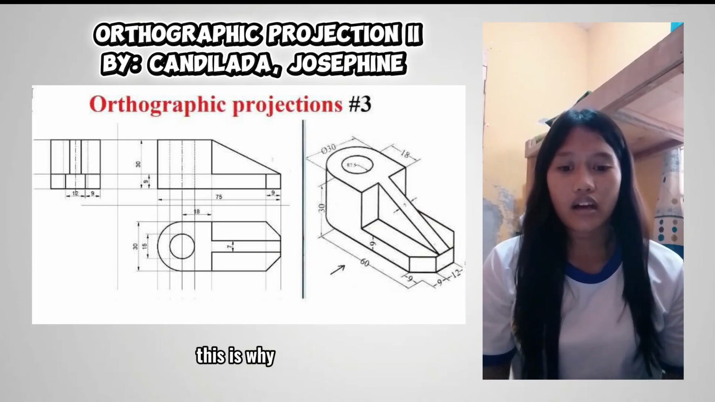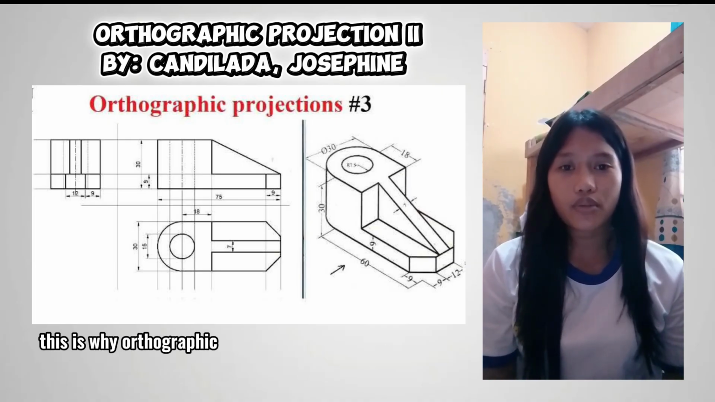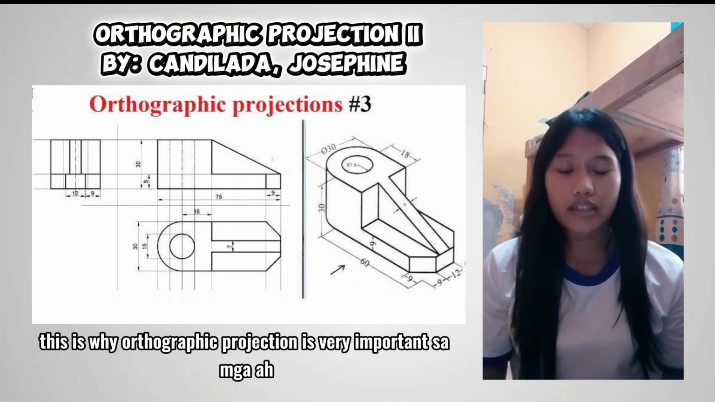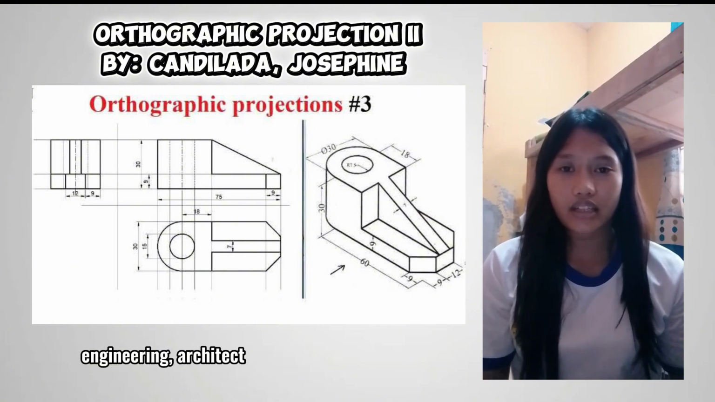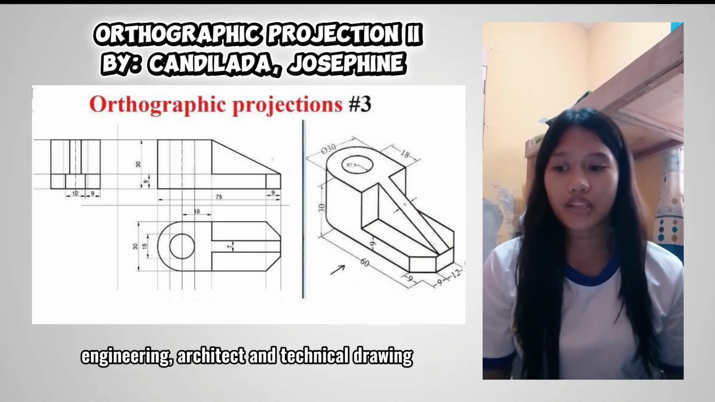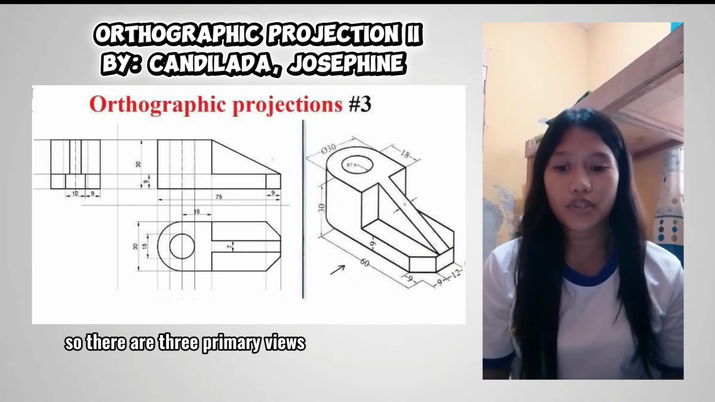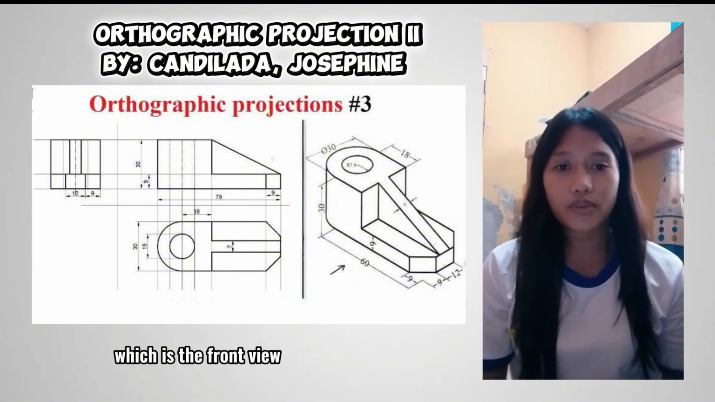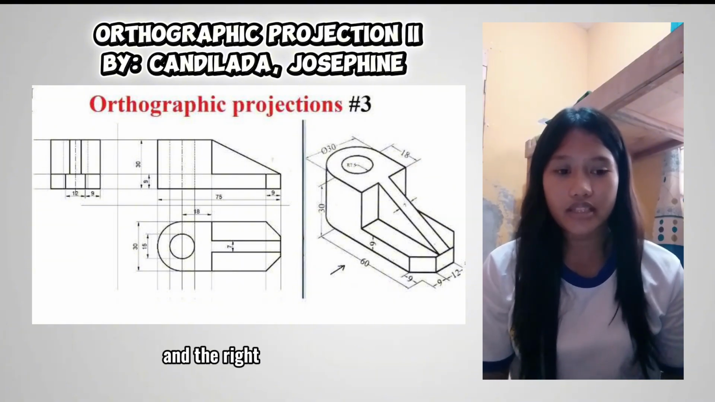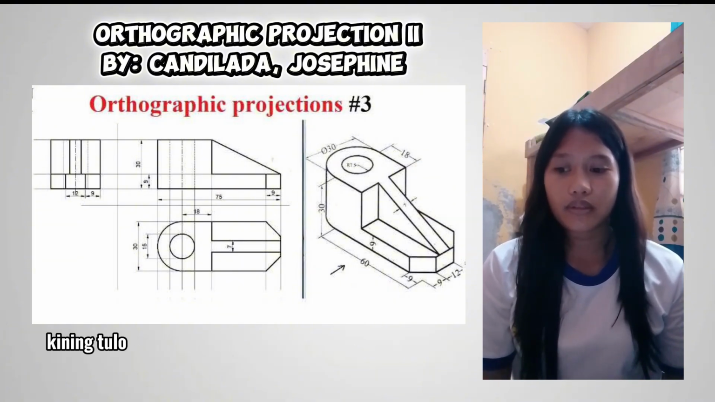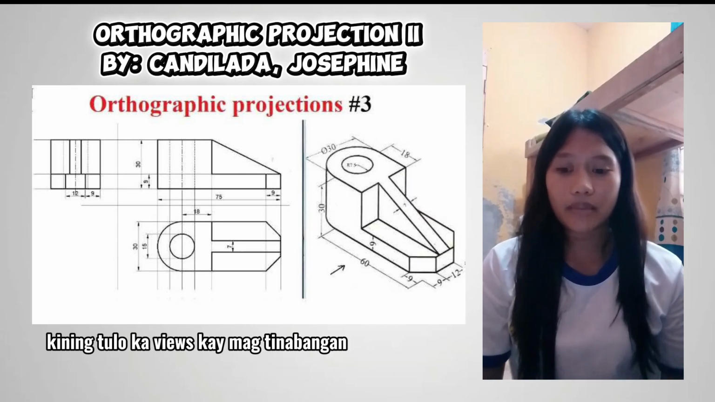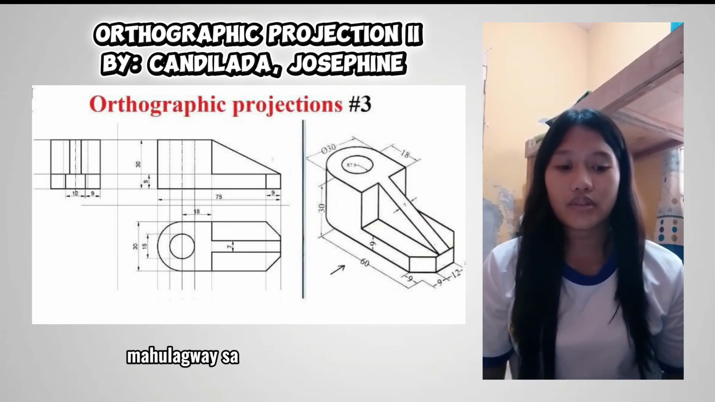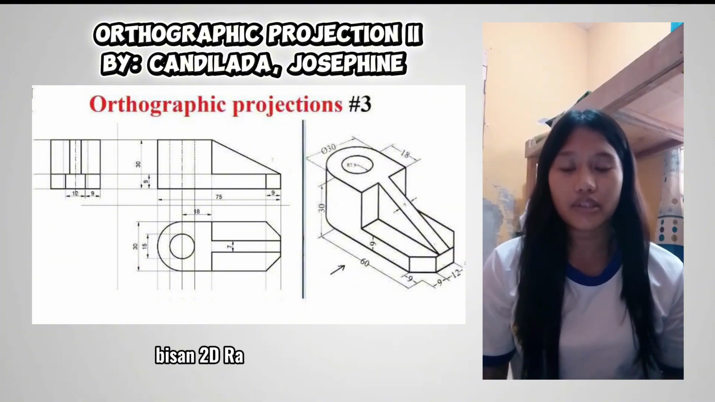This is why orthographic projection is very important sa mga engineering, architect, and technical drawing. So there are three primary views in orthographic projection, which is the front view, the top view, and the right side view. Kining tulo ka views kay magtinabangan sila para mahulagway sa ka 3D object bisan 2D ra ang drawing.